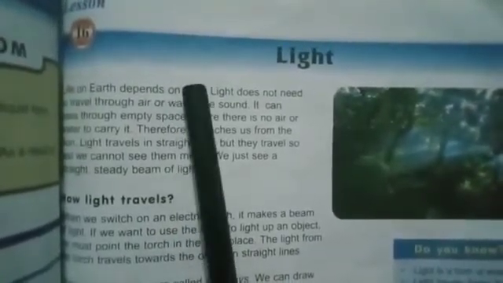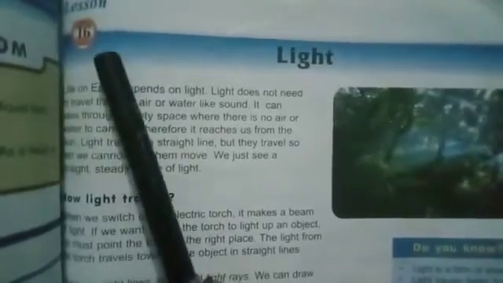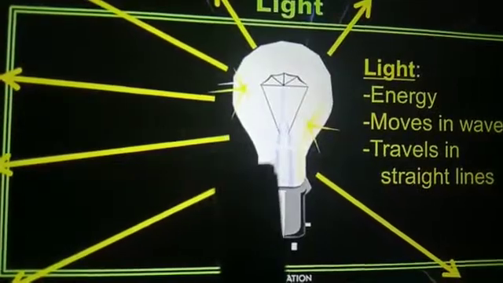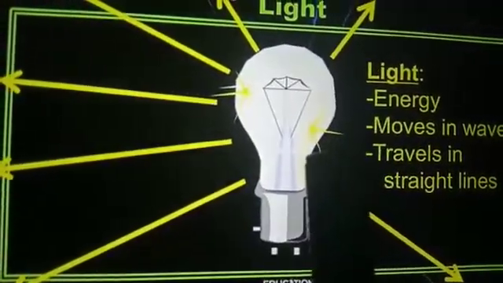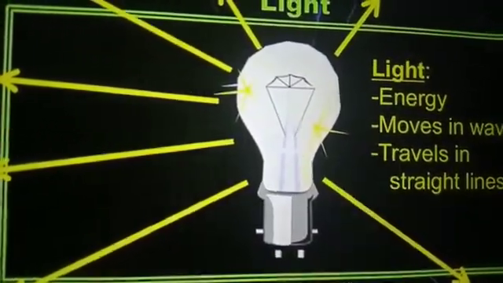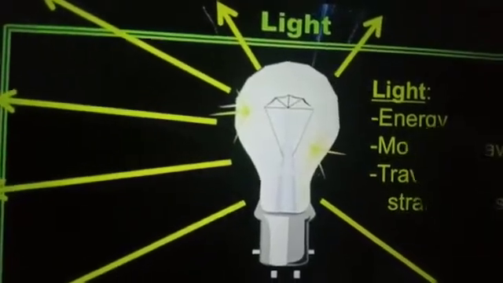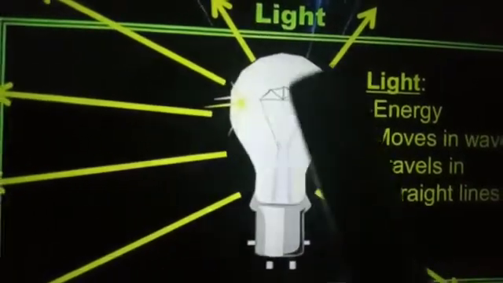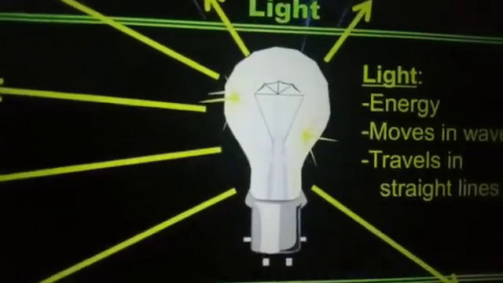Today we will do the reading of chapter number 16, Light. Now we see what is light. Light is a form of energy. Light travels in straight lines. These straight lines are called light rays.